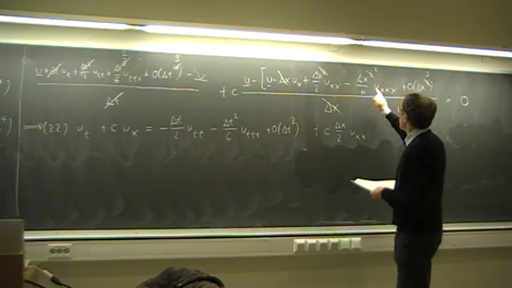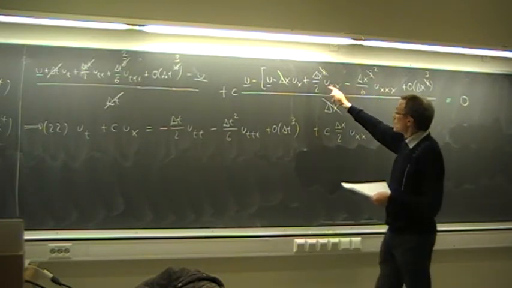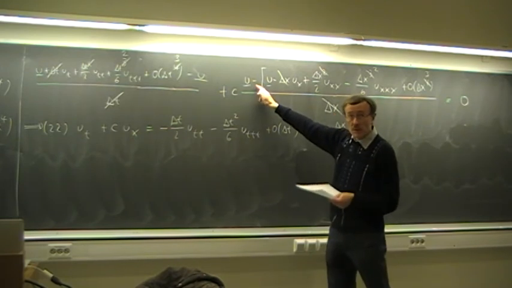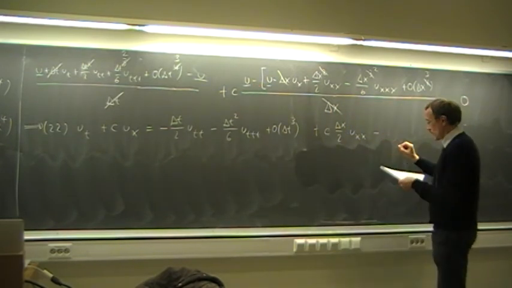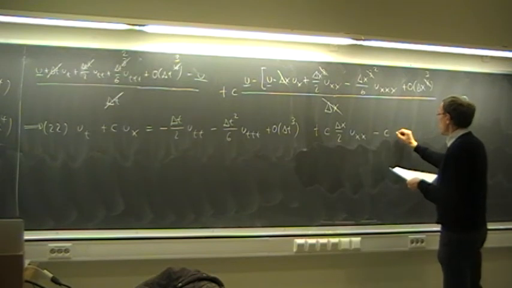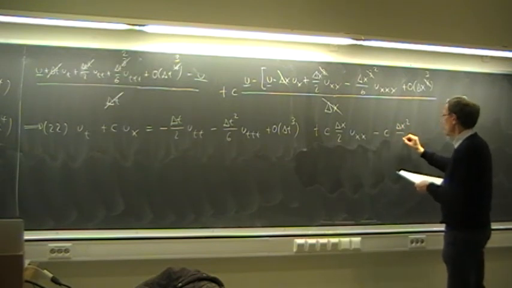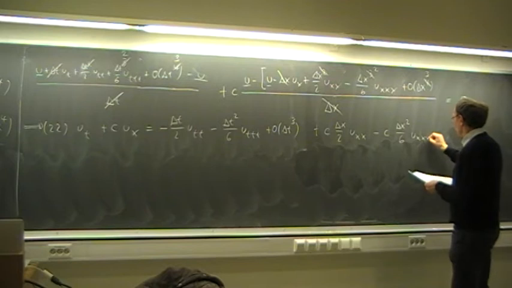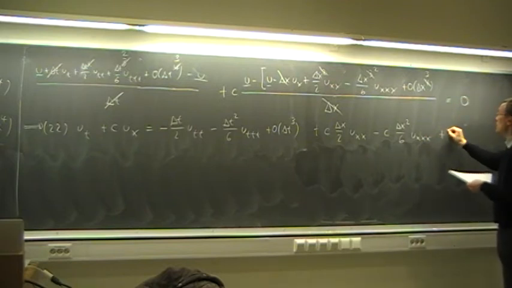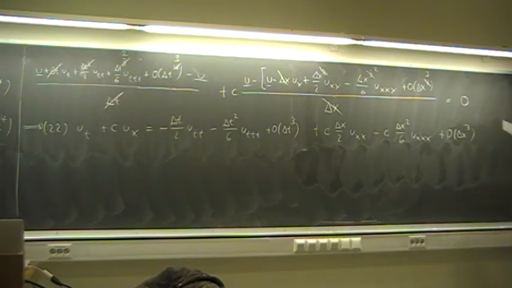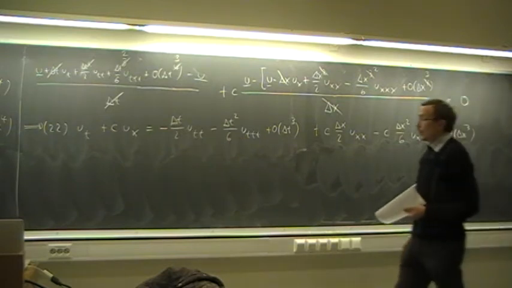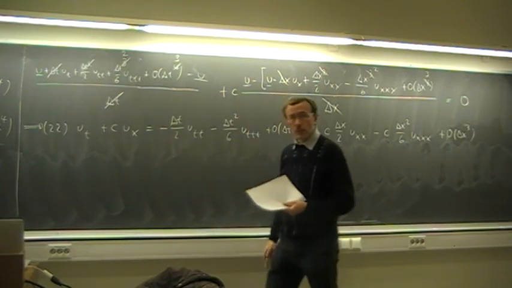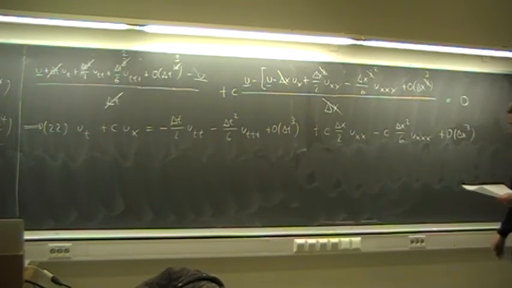That was this term. Now this term has a minus minus, so it has plus. It gets a minus on the right hand side. That's c in front, delta x to the power 2 divided by 6, third space derivative, plus order delta x to the power 3. So it's this equation that we are in fact solving. It's not the one that we want to solve. The one that we want to solve is u_t plus c u_x equals 0. So we are solving a much more complicated equation.